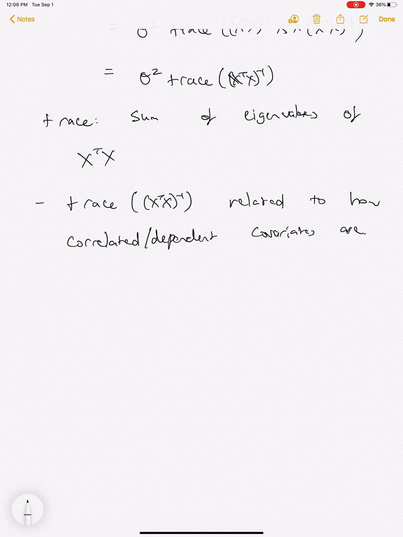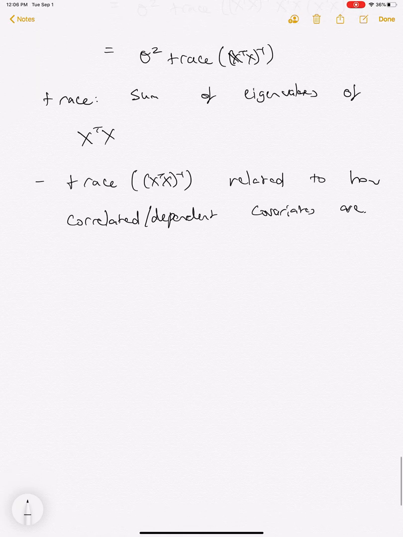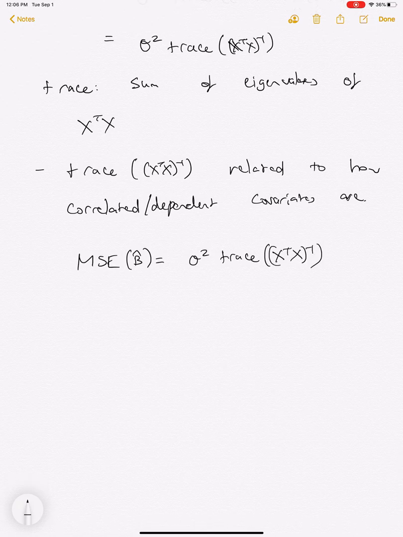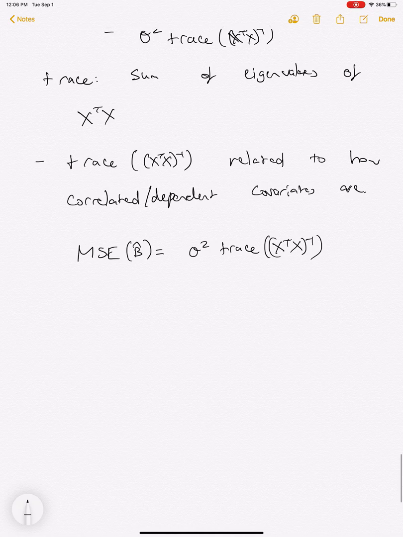And this quantity is related to how correlated or dependent covariates are. If that statement doesn't make sense to you yet, that's okay. We'll see evidence of this later. But what we can see here is that our final expression is sigma squared, which is the variance of each noise variable, times the trace of X transpose X inverse.